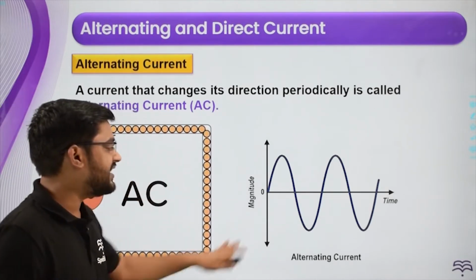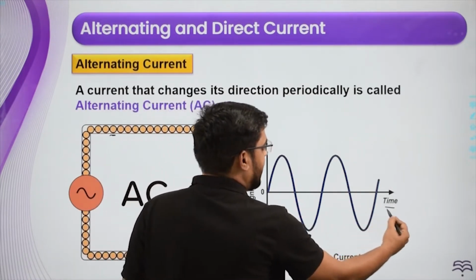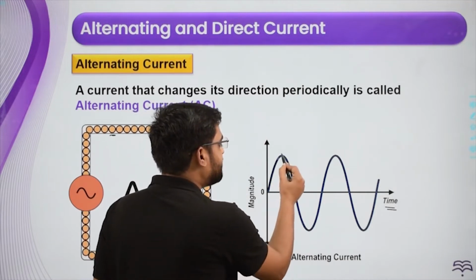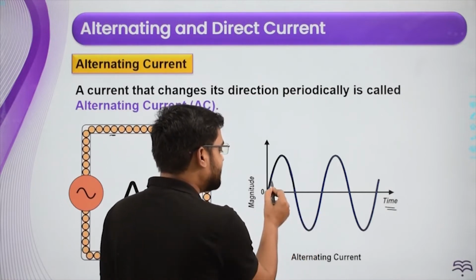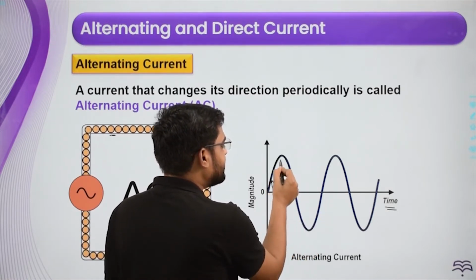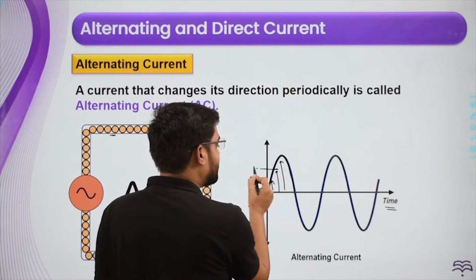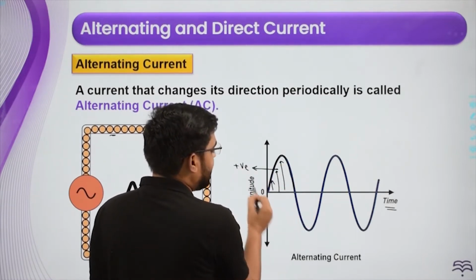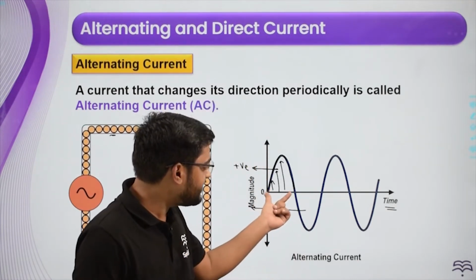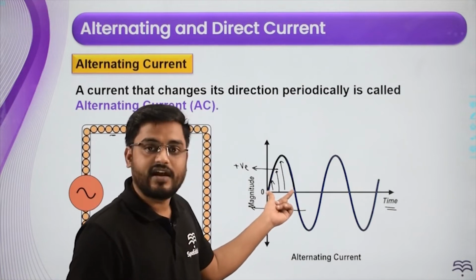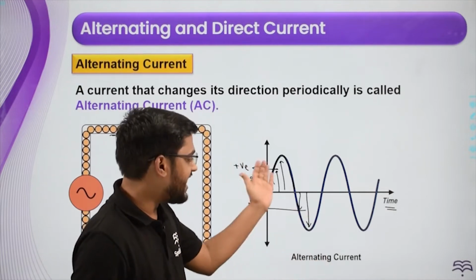Here is a typical graph of alternating current. This axis is time and this is the magnitude. For this particular half cycle the magnitude is positive, but then the magnitude is negative. Here the magnitude is less, then more, then maximum. It was positive for the first half cycle, but for the next half cycle the magnitude is negative. Negative magnitude implies that the direction is exactly opposite to the previous cycle, and the magnitude is again lesser negative, then more negative.